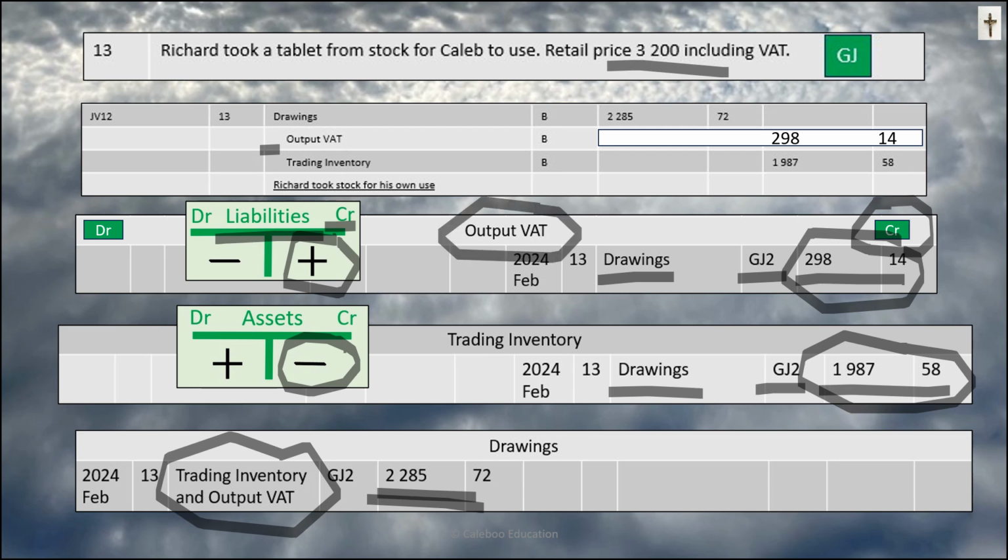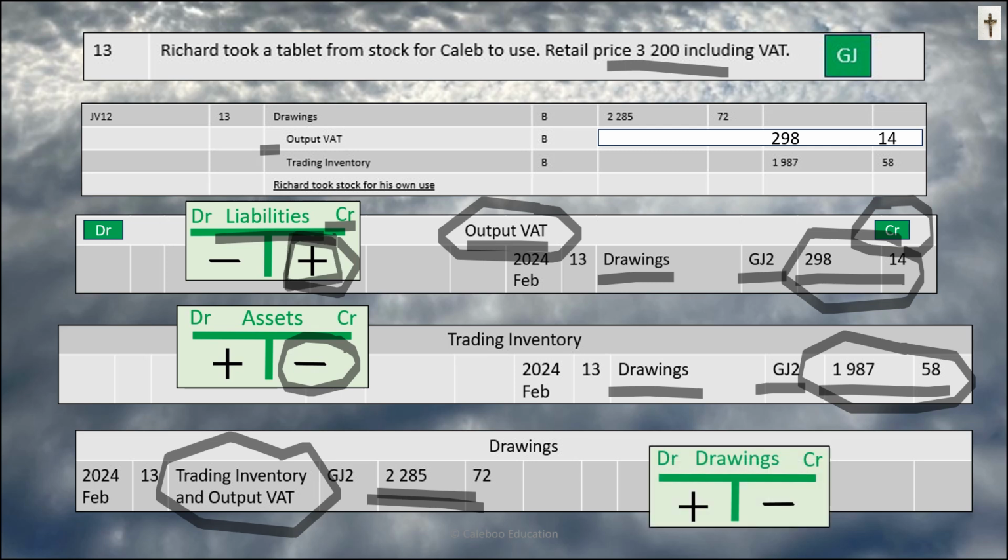output VAT was credited. Output VAT was credited because we needed to cancel the original input VAT that was claimed on this tablet that we were going to sell. But now that it was withdrawn by the owner, it is not going to be sold. So we needed to reverse the input VAT that was debited by crediting output VAT, which is an increase in liability. Let's move on to the next transaction.